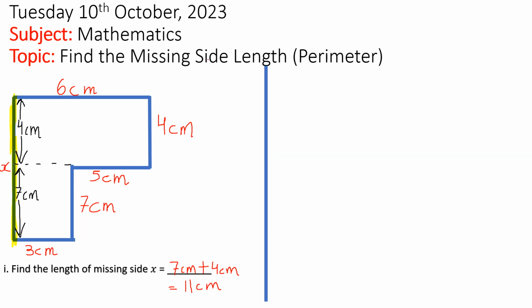Janelle, explain how we got 11. Because you add the 7 and the 4, which is 11. Very good. 7 centimeters and 4 centimeters is going to be 11. That's how we get 11 right there.